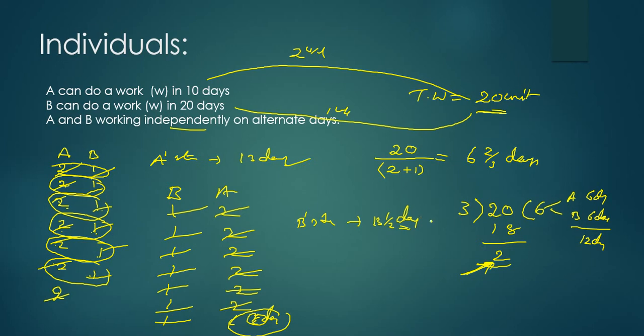Suppose B starts the work, what happens? On the 13th day B will do 1 unit. Still 1 unit is left over. On the 14th day A has to do it, but A can finish the 1 unit in half a day. Simply, if B starts the work, this 12 days plus 1 is 13, and to do this 1 unit A takes half a day. Simply 13.5 days. Okay.